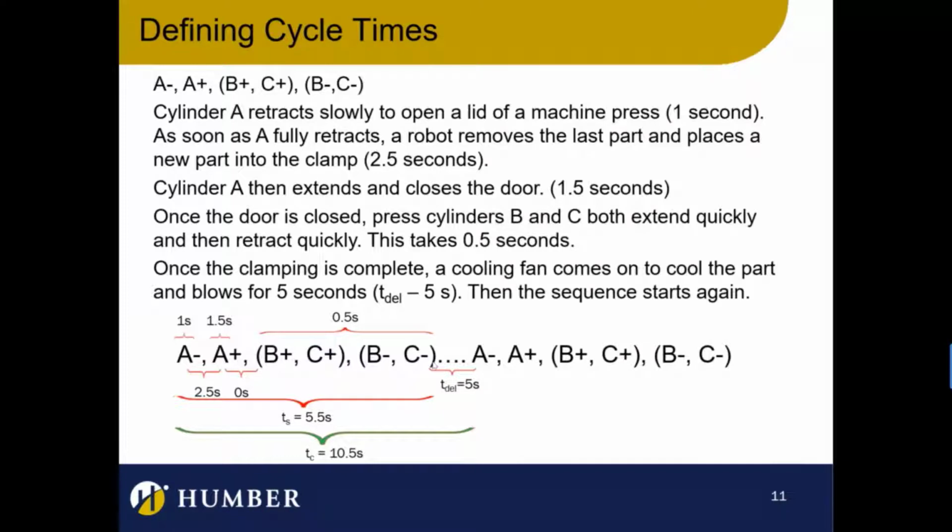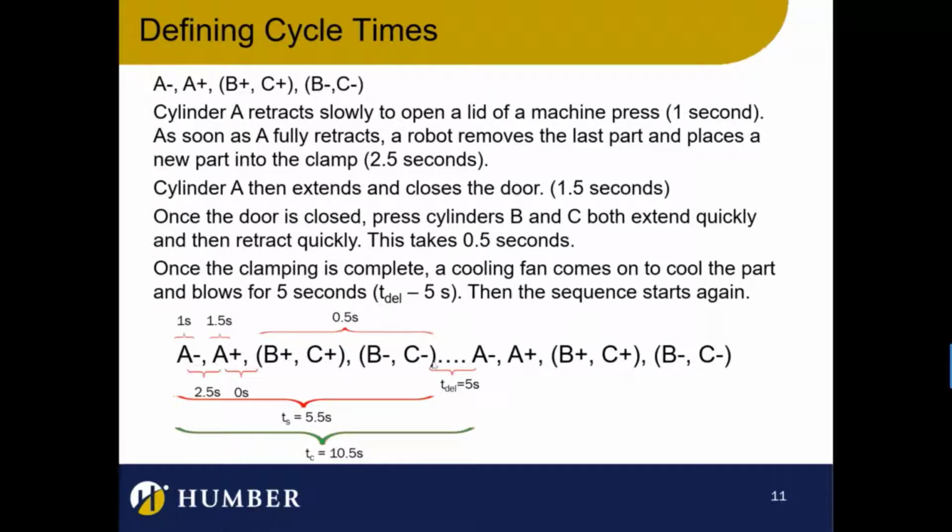Okay, it takes 1 second. So it's doing this slowly because it doesn't want to open the lid quickly, right? There are always lots of examples where we may want a cylinder to be metered, which is going to make the cylinder slow down a little bit. As soon as it fully retracts, a robot moves, okay? A robot moves and it places a part, okay? That's cool. And new part into the clamp, and 2.5 seconds.